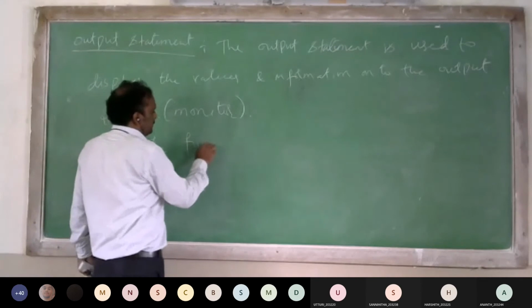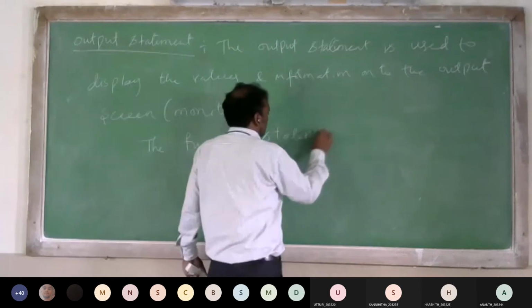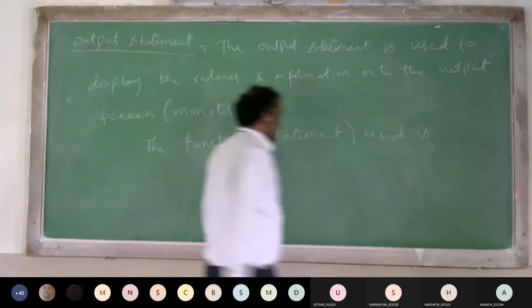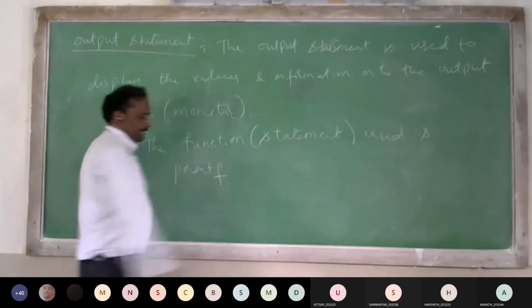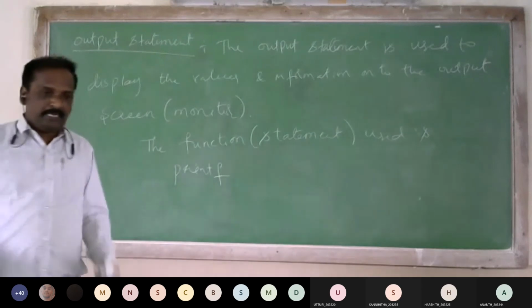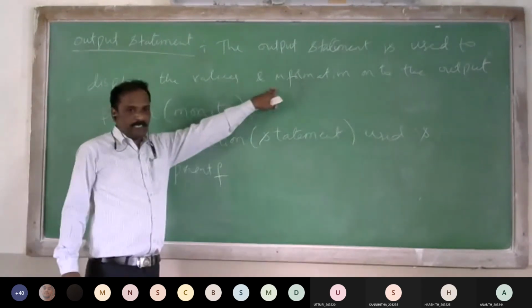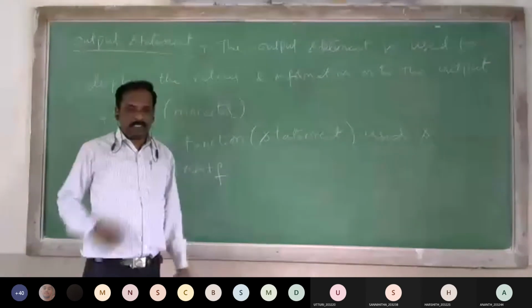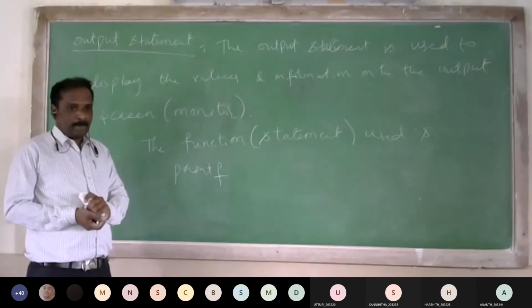The statement used is printf. So this is the printf function we use for displaying the values or any information. Information means, like, printf hello world. So hello world is displayed onto the output screen. What is the output screen? Output screen is nothing but the monitor.